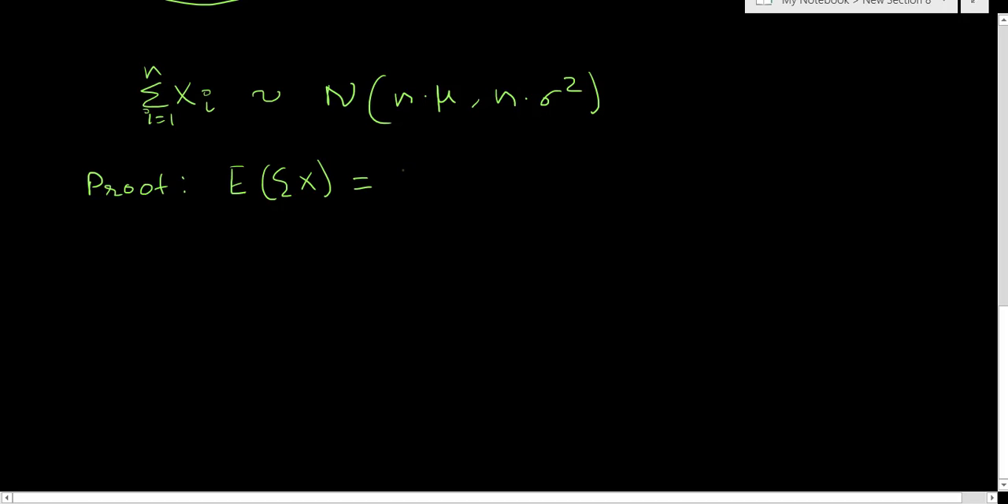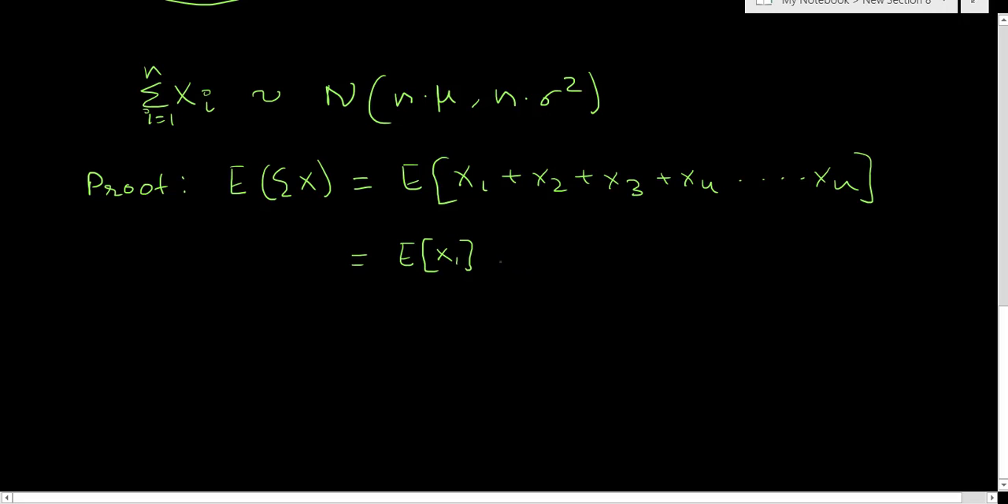This would be nothing but the expectation of x1 plus x2 plus x3 plus x4 going up till xn, which would be the same as, because I can just separate these expectations, because that is how expectations work. This can be the expectation of x1 plus the expectation of x2 plus the expectation of x3 going up till the expectation of xn.